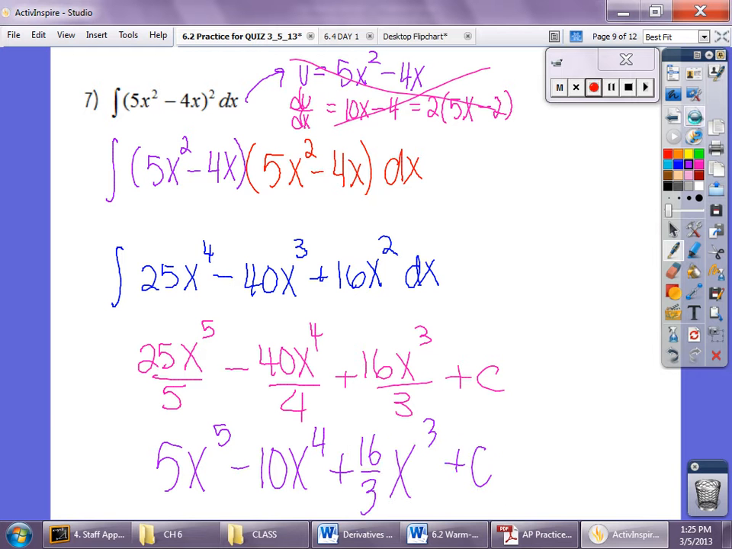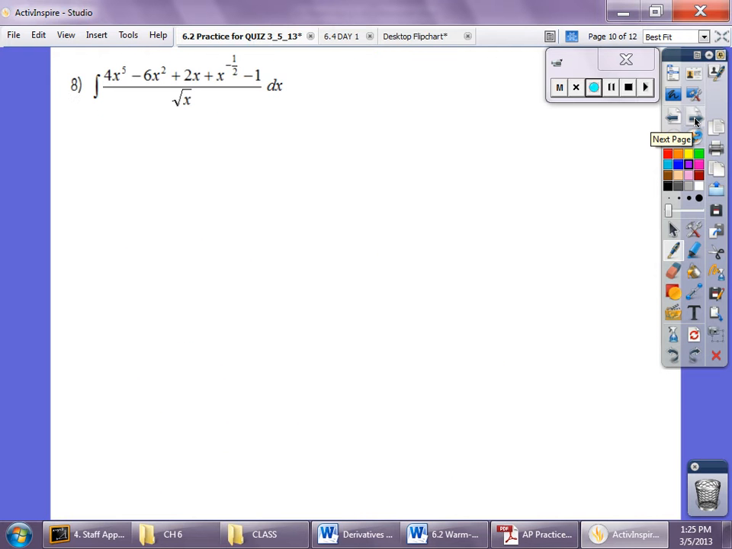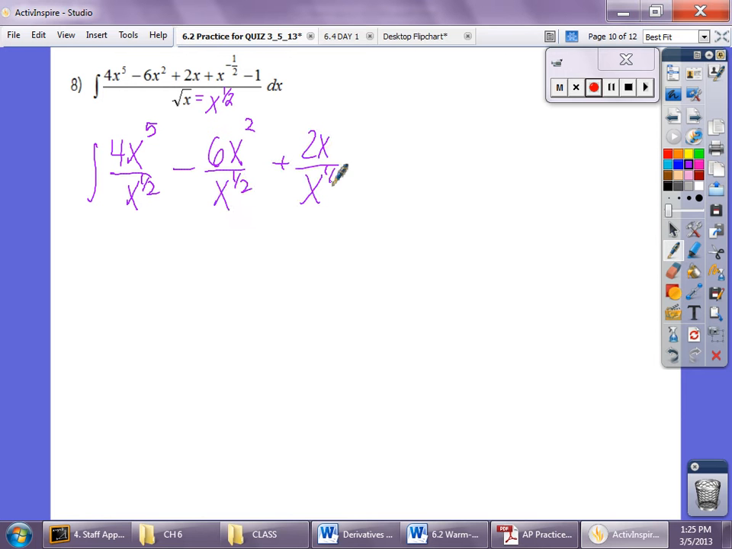And then number 8, also a new one. It looks very similar to problems we've done. You've had something like this on almost every single integration quiz. You want to simplify. So the simplifying would be you're going to take every single numerator and divide it by, this is the same thing as x to the 1/2. So I get 4x to the fifth power divided by x to the 1/2, minus 6x squared over x to the 1/2, plus 2x over x to the 1/2, plus x to the negative 1/2 over x to the 1/2, minus 1 over x to the 1/2. All right, so then I'm going to rewrite this, dx.